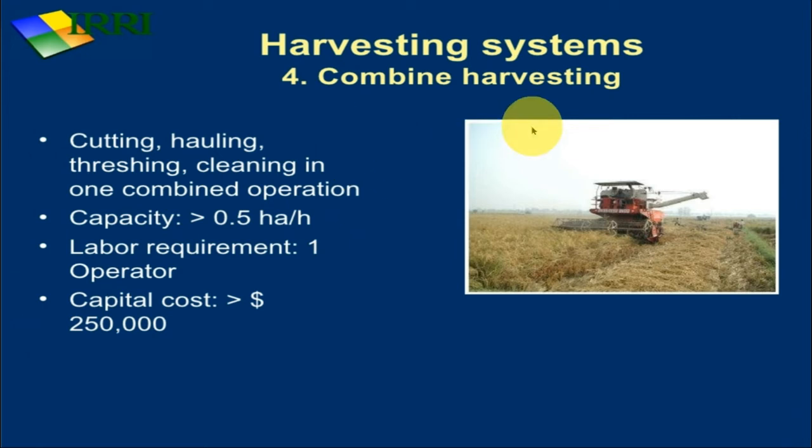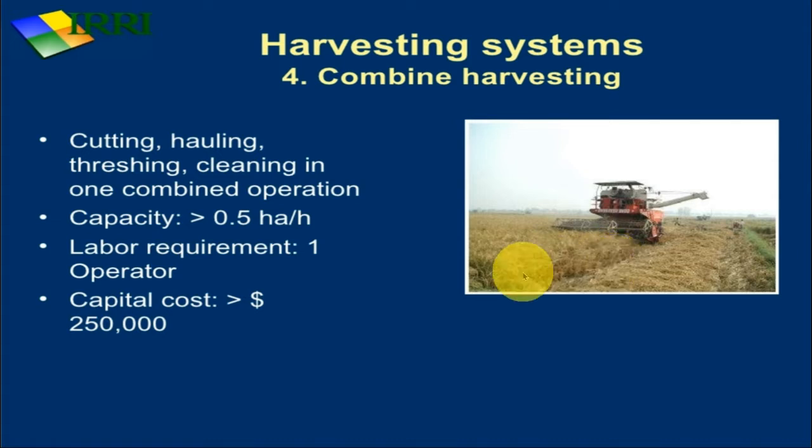In combine harvesting, this is the one machine in which the cutting, hauling, threshing and cleaning are combined and will be done by only one person or a group of persons who will handle that machinery, and here all the processes are done step by step simultaneously. Here the capacity is greater than 0.5 hectare per hour, meaning in 1 hour we can obtain the crop of half a hectare.